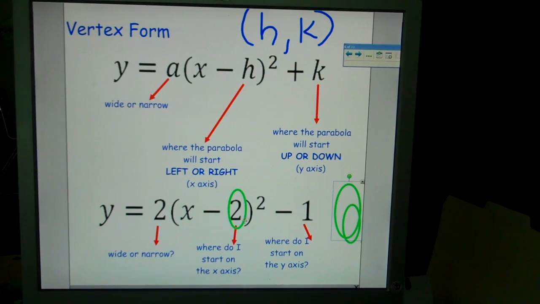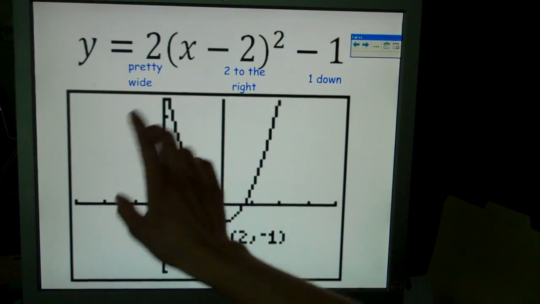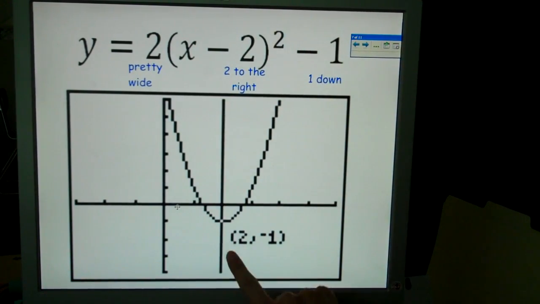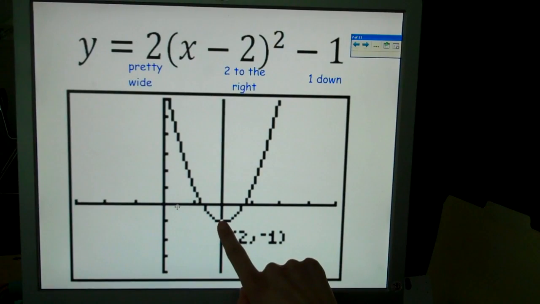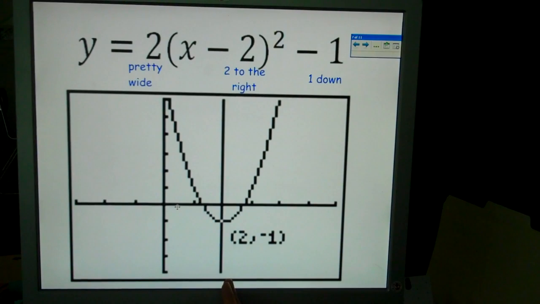Okay, so my vertex, what would that be as an ordered pair? It would be 2, -1. That's where my vertex would be for that parabola. And here it is. Look at this. So pretty wide, okay, but not too bad. I had to go 2 to the right, and I had to go down 1. That's where I would plot my point for my vertex. Right there. Then, what's this line that they have going through it? That's the line of symmetry. Very good. And look at how they've expressed it as an ordered pair. 2, -1.